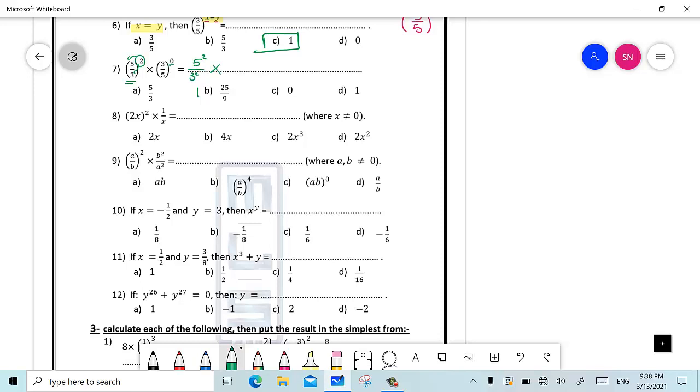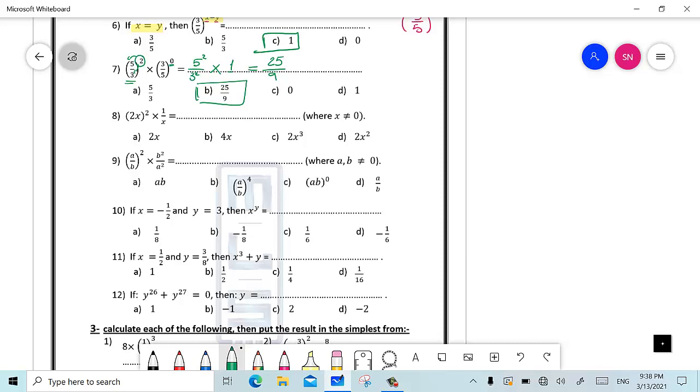When I have anything raised to the power of 0, then the answer is 1. So I am multiplying now 5 to the power of 2 over 3 to the power of 2 times 1, which is going to be equal to 5 to the power of 2 is equal to 25, and 3 to the power of 2, this is equal to 9. So the final answer is 25 over 9. And let's go now for question number 8.